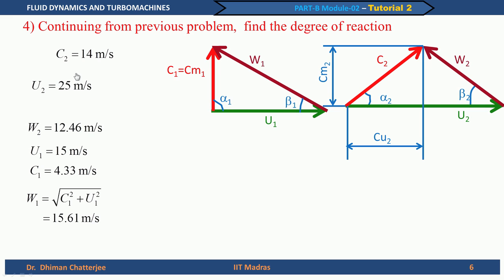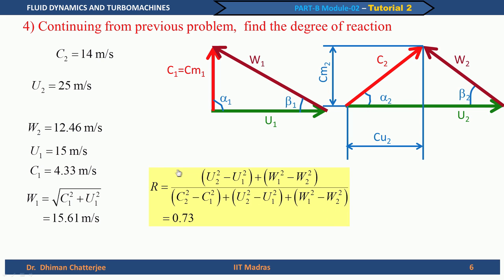So, now we have obtained, or it was given to us, C2, U2, W2 and U1, C1, W1. So, we can find out the degree of reaction as U2 square minus U1 square plus W1 square minus W2 square, divided by C2 square minus C1 square plus U2 square minus U1 square plus W1 square minus W2 square, and that will give me R, or the degree of reaction, as 0.73.